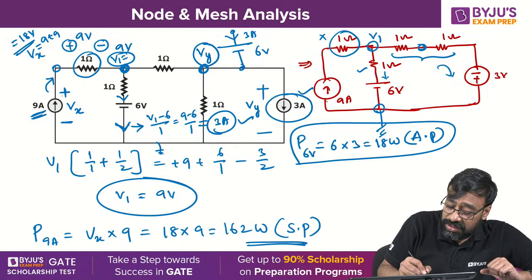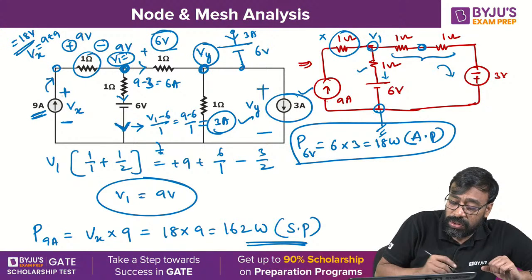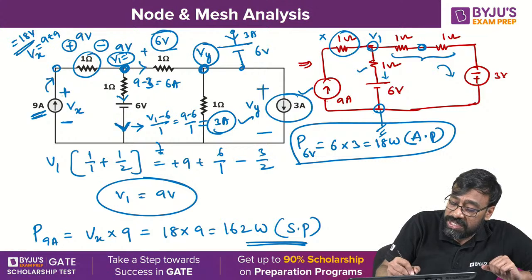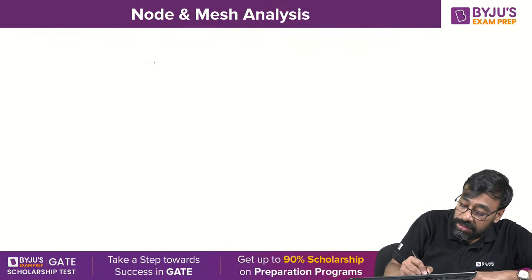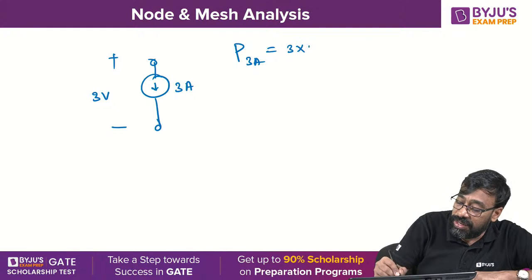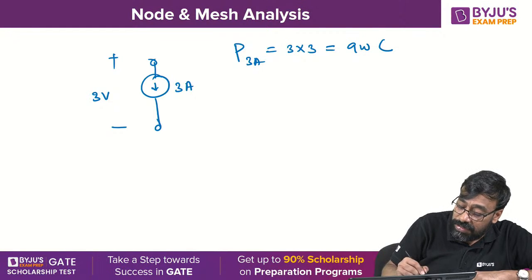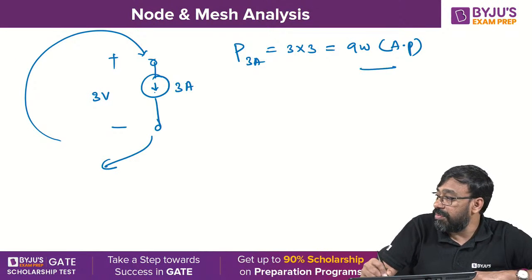It is already 9 amperes. This is 3 amperes. Therefore, 9 minus 3 is nothing but 6 amperes, plus minus 6 volts. Yes or no? Jump from this node to this node. What is the Vy value? 9 minus 6, that is nothing but 3 volts. So 3 into 3. This is the current source, this is 3 volts, and this is already 3 amperes. So the power of 3 amperes is equal to 3 into 3, 9 watts. But current is leaving from negative, nothing but entering into positive. That means it is absorbing the power.